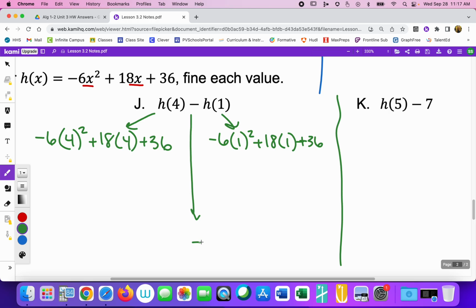Now I'm kind of curious. I'm going to give you a minute to plug in 4, get a number, plug in 1, get a number, and then subtract the results. I want to see if we can do order of operations properly.